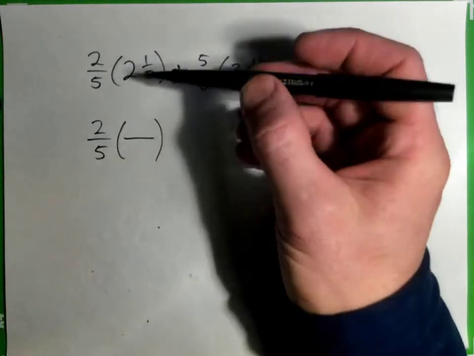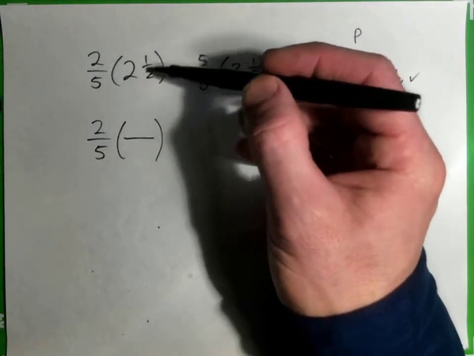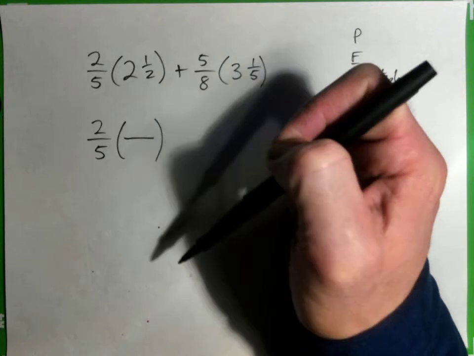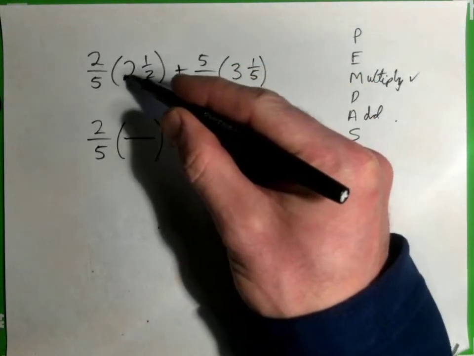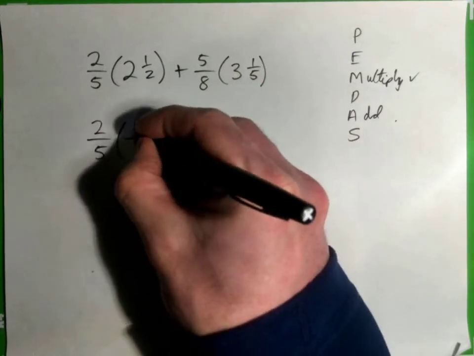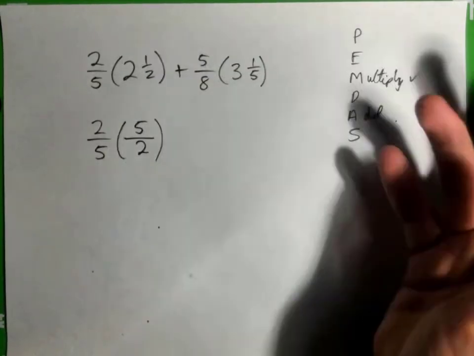So if I was to turn the 2.5 into a fraction, what would it look like? Right, so you go 2 times 2 is 4, and 4 plus 1 is 5, so that's 5/2. In other words, 2.5 is the same thing as 5 halves.